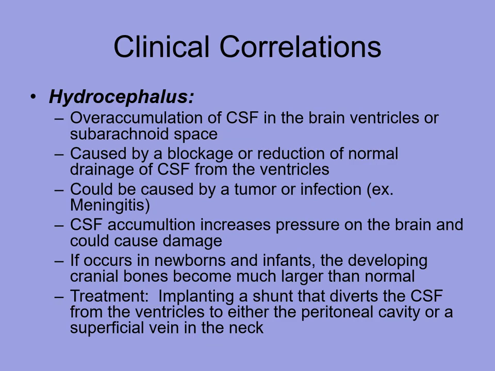You do need to relieve that pressure because, once again, the increased fluid, because it's not draining properly, increases pressure on the brain and can cause damage to the brain. So you need to relieve that pressure, number one, and then number two, look at why is it not draining? What's the cause of it? If it occurs in newborns and infants, the cranial bones, because they're still growing and developing, may end up expanding, becoming larger than normal. What is the treatment? You can put a shunt that can divert that extra fluid from the ventricles. Oftentimes what it'll do is drain it into one of your superficial veins in the neck. But you must be able to relieve that pressure.